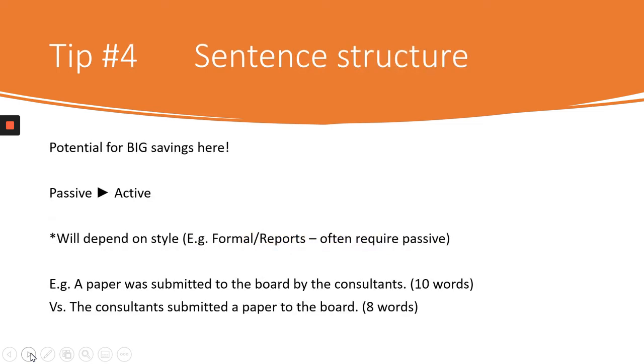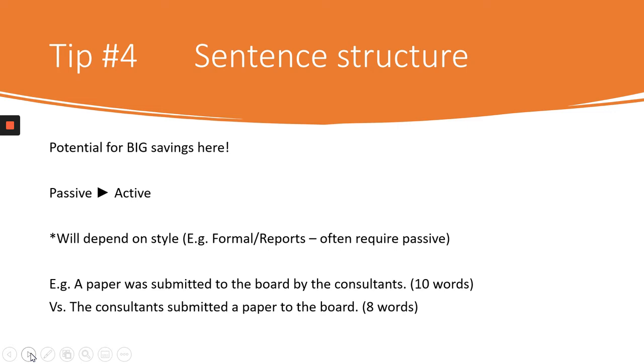Tip number 4 is sentence structure. And this is going to go over a couple of slides because there is potential for big savings in your word count with this strategy. So the first idea with sentence structure is that you can move from passive to active voice. That will depend on the style of your writing because some formats require a more passive sentence structure where you're not referring to the subject who's carrying out an action, and that's intentional.